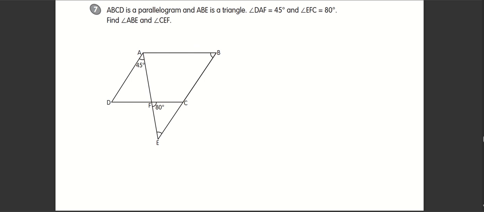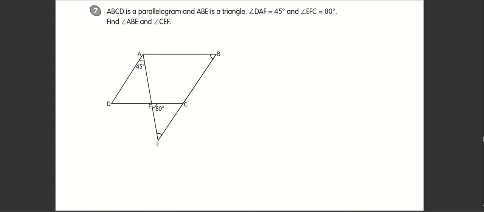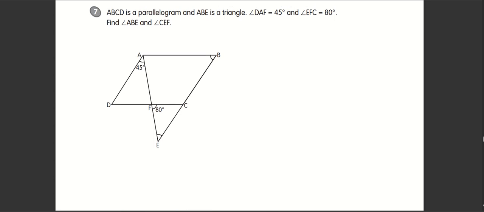Here, you have ABCD is a parallelogram, and ABE is a triangle. Then you have some given angles, and some missing angles you are supposed to identify. Given angles: angle DAF and EFC. These are the two given angles, and then you have the angles that you're supposed to find out: angle ABE and angle CEF.